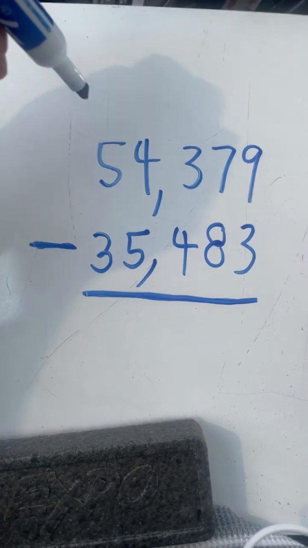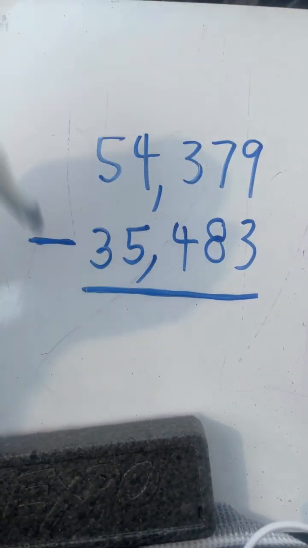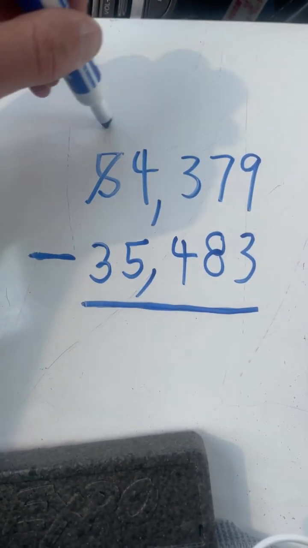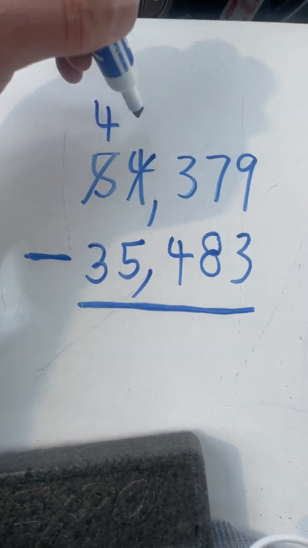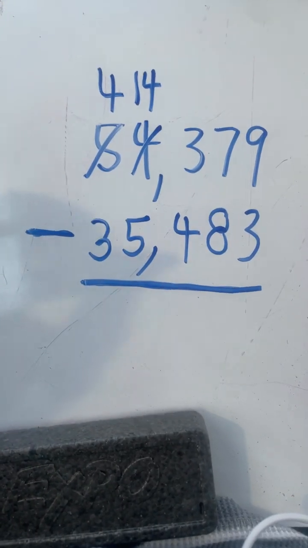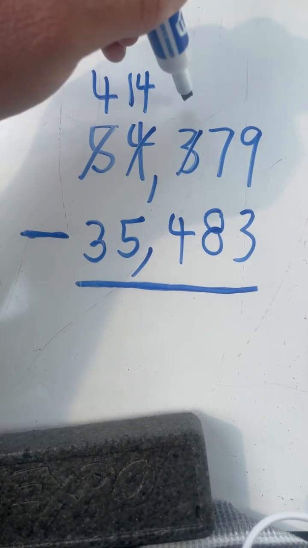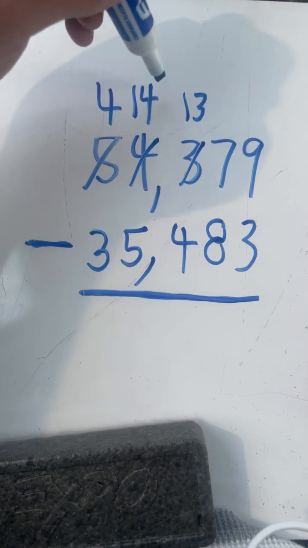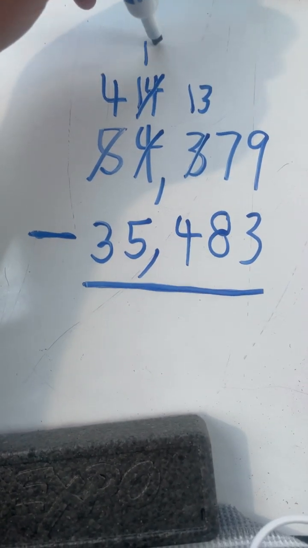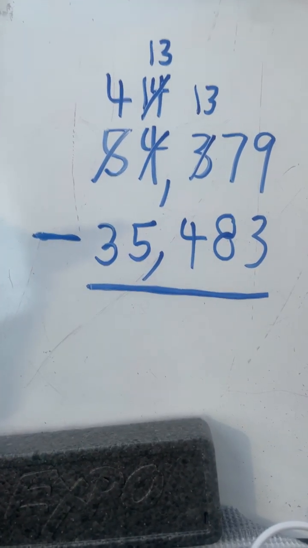So I always regroup from left to right, and then I subtract from right to left. So we're going to take a 10 from the 10,000s place. That 5 will become a 4. That 4 is going to become a 14. Now we're going to take a 10 from the thousands place and add that to the hundreds place. So the 3 is going to become a 13. And then the 14 is also going to become a 13 because we have to take away 1. So always add and take away 1 from the digit to the left.